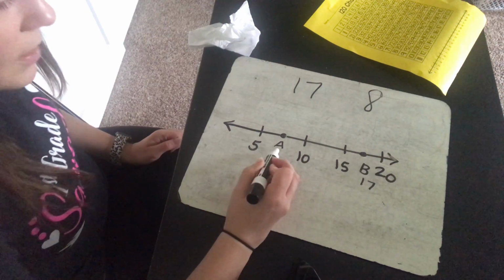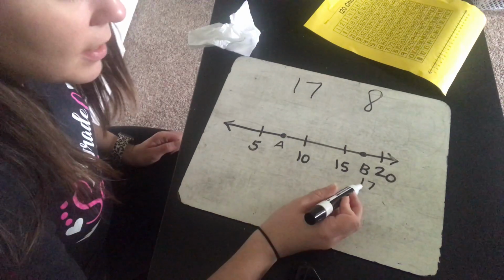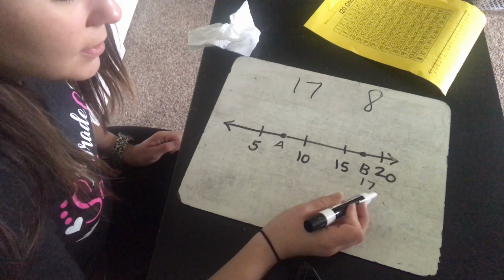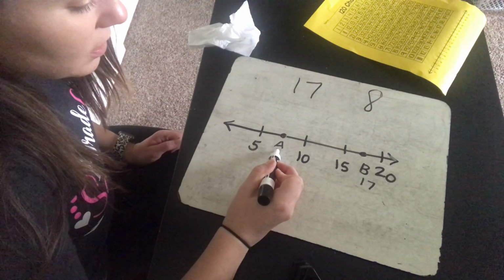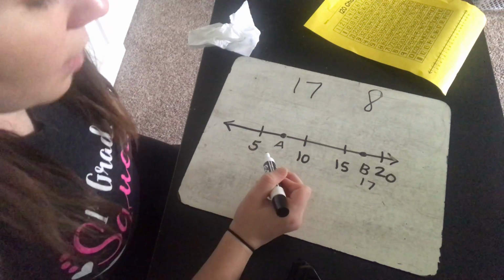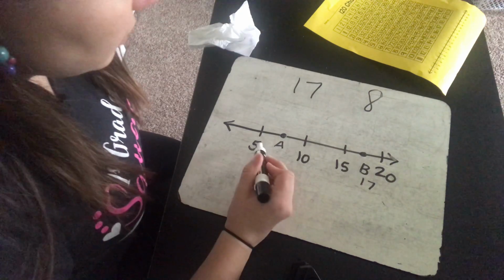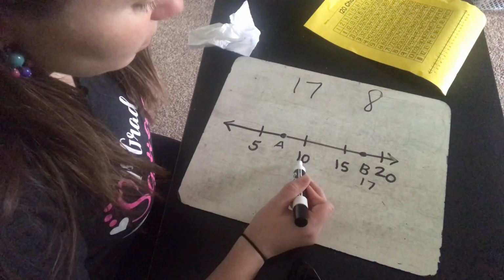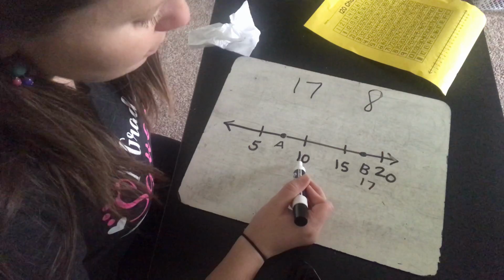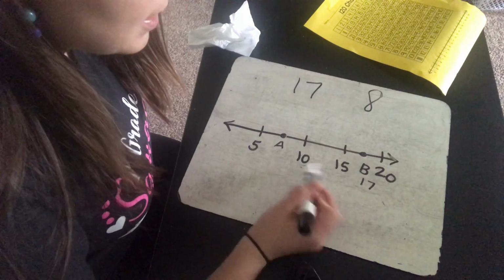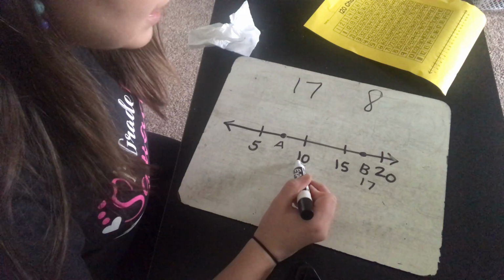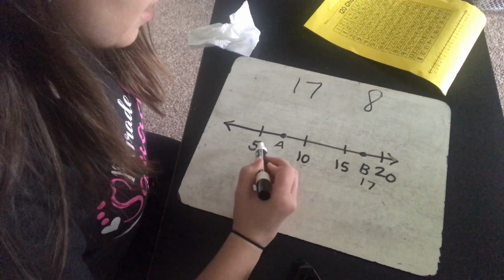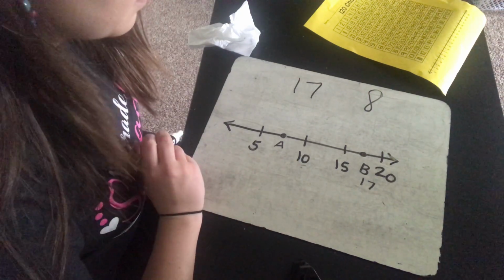Also, 17 couldn't have gone at A because it has a 1 in the tens place and it's got two digits. 5 is only a one-digit number. Okay, so it probably would not be close to a one-digit number. 10 has 2 digits, but it has a 0 in the ones place, and 17 has a 7 in the ones place. So 17 has to be greater than this area here with A.